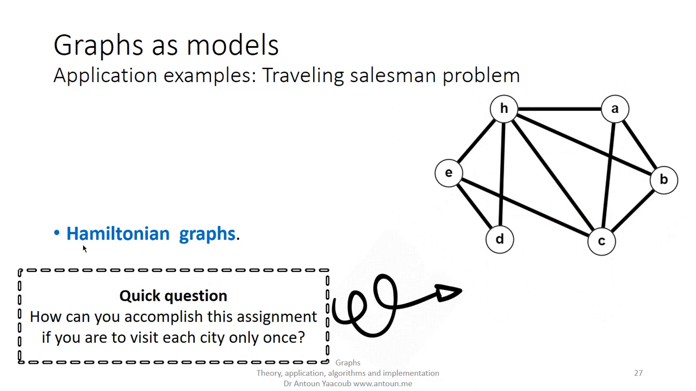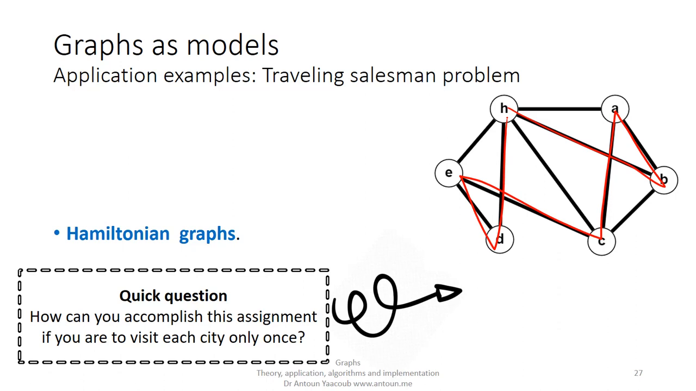Another application is the traveling salesman problem. I have cities here, so the vertices are cities, and we have a man who wants to travel to all the cities and return to his home. So we have an edge to his home. They are telling us, how can you accomplish this assignment if you are to visit each city only once? So he can visit each city only once. So again, I need to try to loop over the cities. There are multiple solutions. I can go, for example, H to B, B to A, to C, E, D, and H. So I have traveled each vertex once. There are many more solutions.